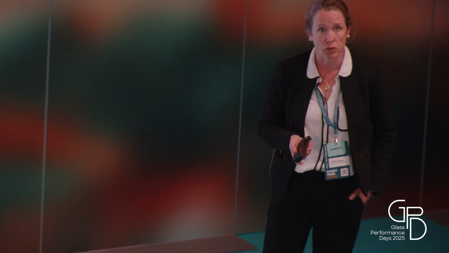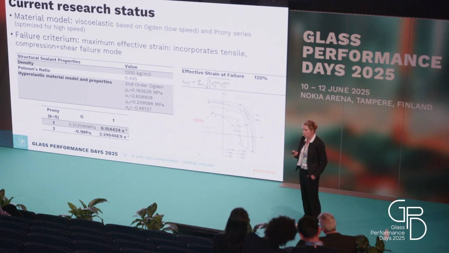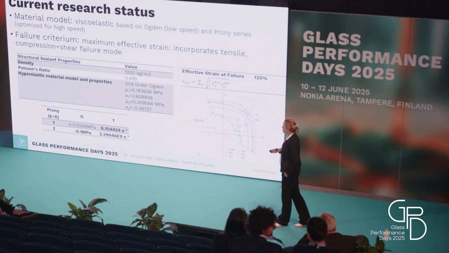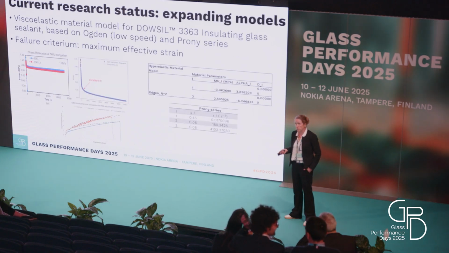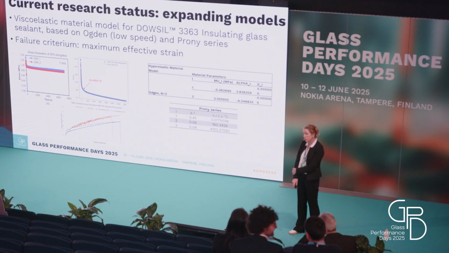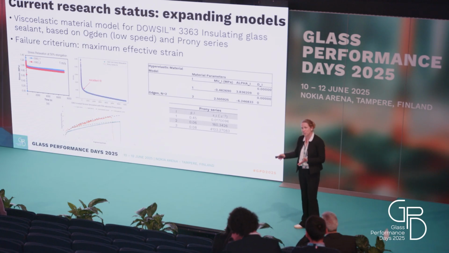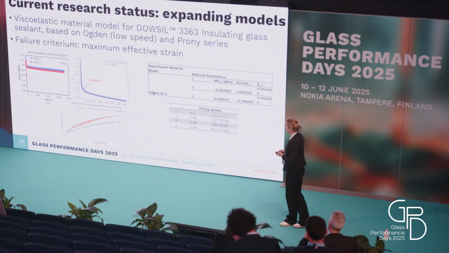We have already published the material model for high speed for structural glazing sealant, the 993. We have identified the failure criterion, as I said, that we need to be able to tell there will be failure occurring in your model. And we are applying this now to more materials. So we've recently developed the material model in a similar way for 3363, which is an insulating glass sealant, as the industry is really asking us for this as a next step, looking at the performance of an IG unit.